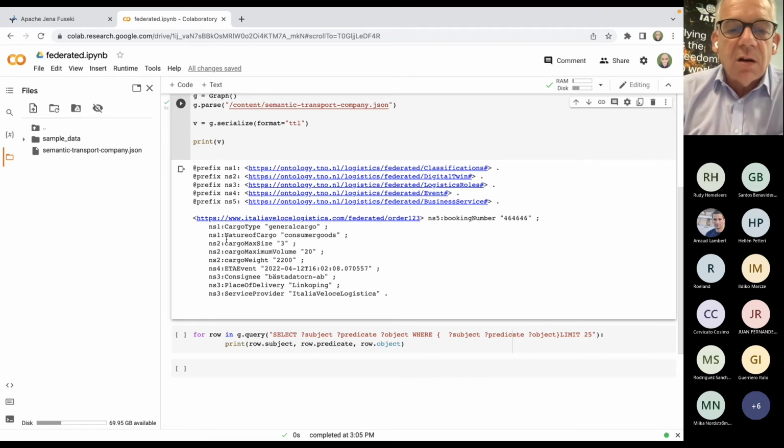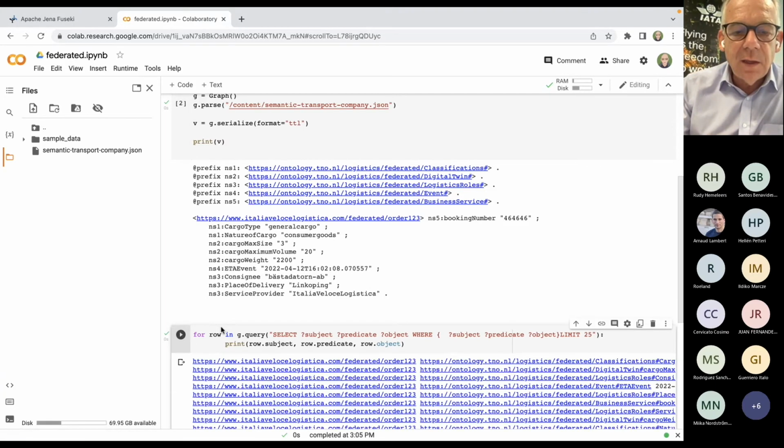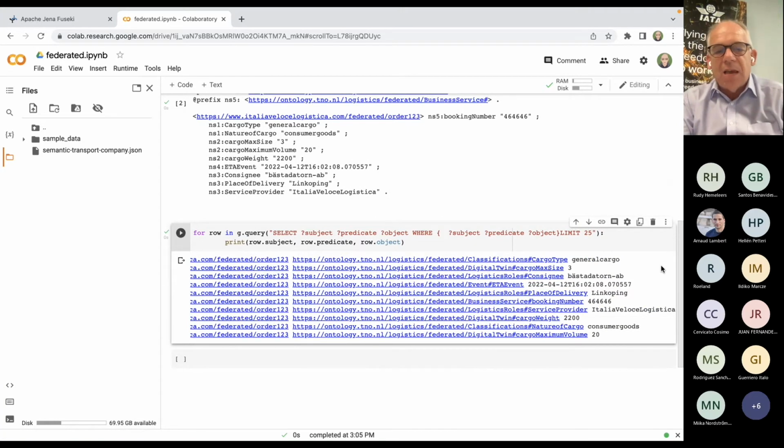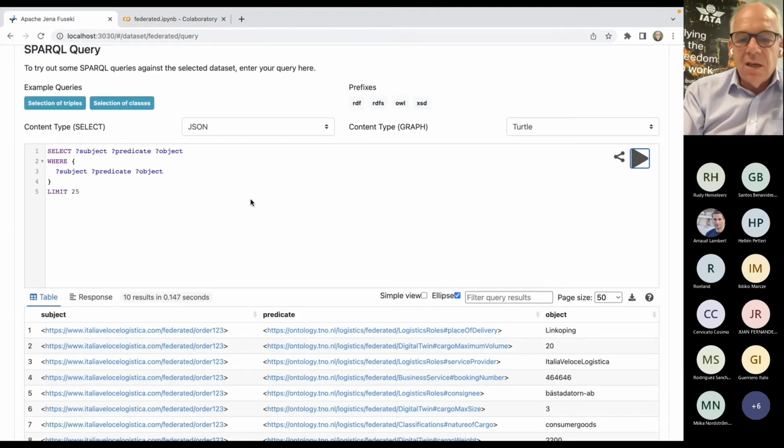Cargo type, general cargo, nature of cargo, common consumer goods, etc. This is all the stuff from the previous slide. It's now loaded in this very nice Google computer. And I can run a query on it, which is the next line here. And what we get, believe it or not, is exactly the same output as we got with the other system that I previously created in 5 minutes.